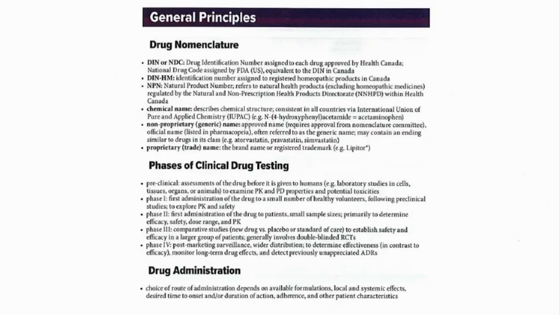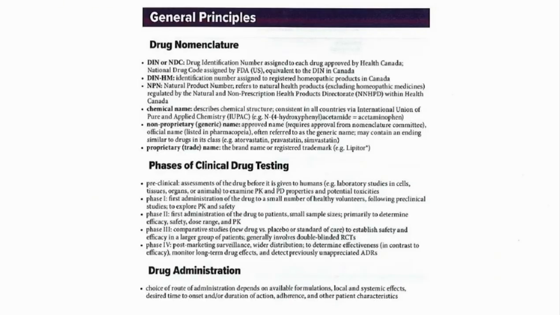Remember the progression: preclinical, laboratory and animal testing. Phase 1, safety in healthy volunteers. Phase 2, efficacy and dosing in patients. Phase 3, large randomized clinical trials comparing treatments. Phase 4, long-term monitoring after approval.